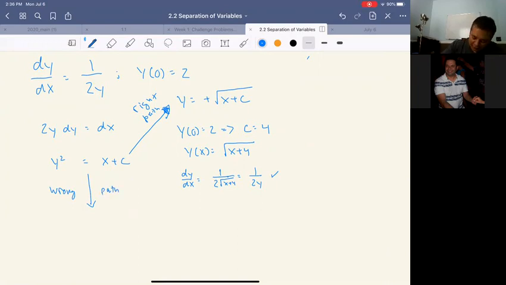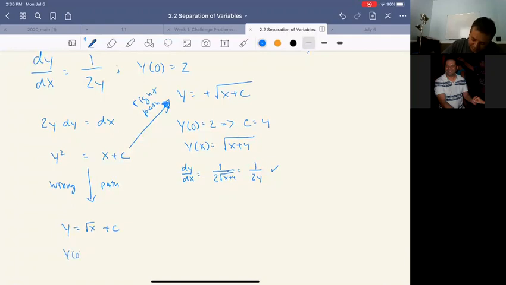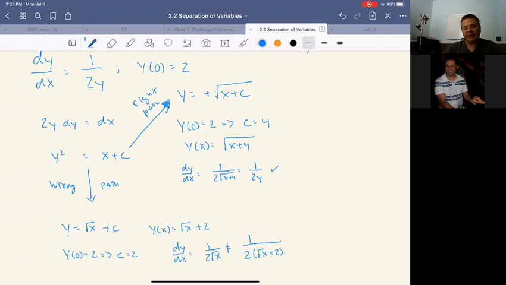And then we're going to say y equals the square root of x plus c. y of 0 equals 2 implies c equals 2. So y of x equals the square root of x plus 2. Now let's take the derivative of this y: 1 over 2 square root of x plus 2. Is that equal to 1 over 2y, that is 1 over 2 square root of x plus 2? That is not.